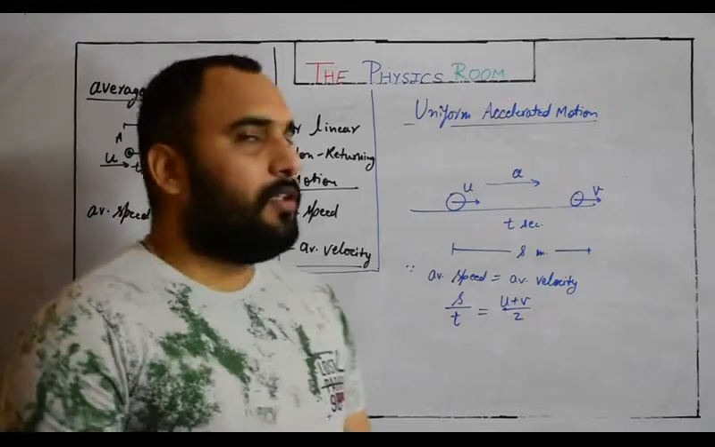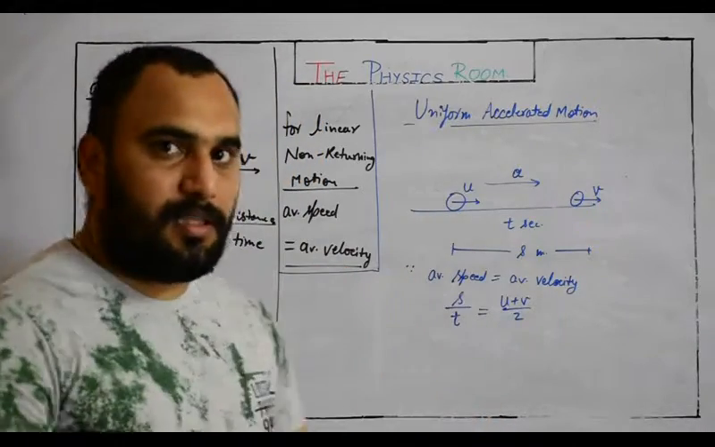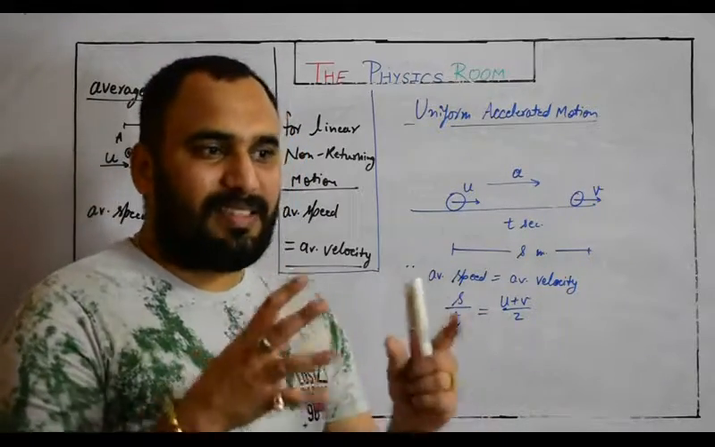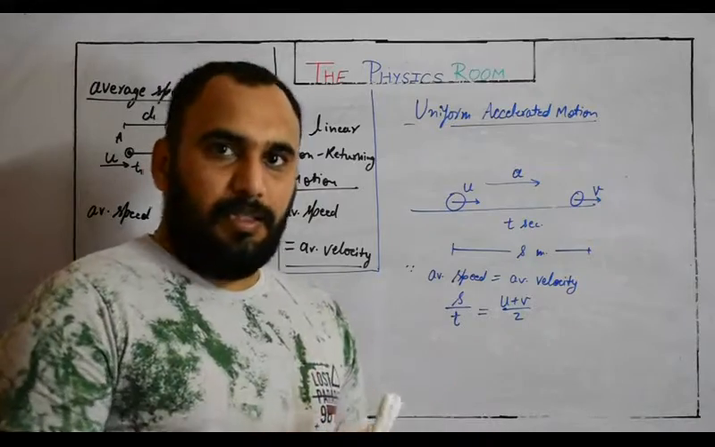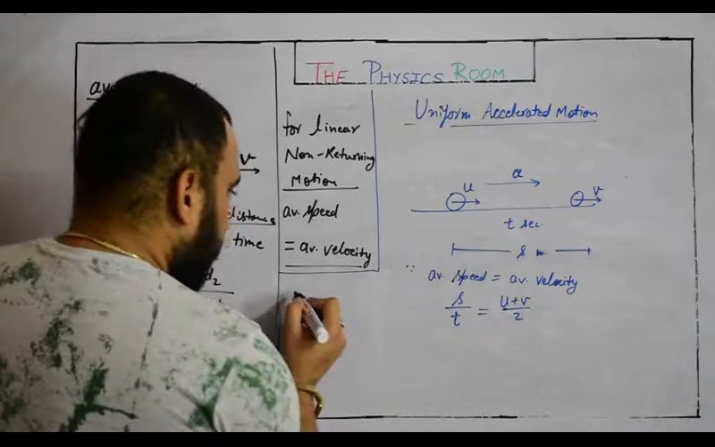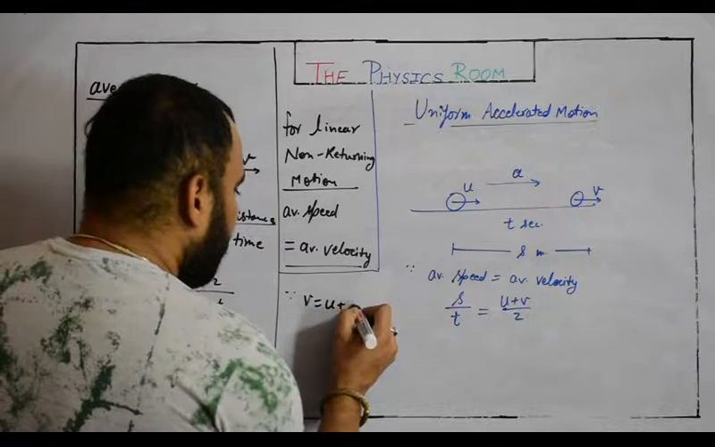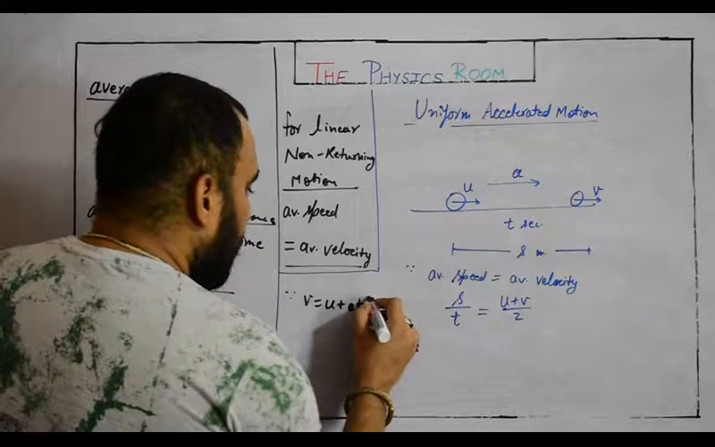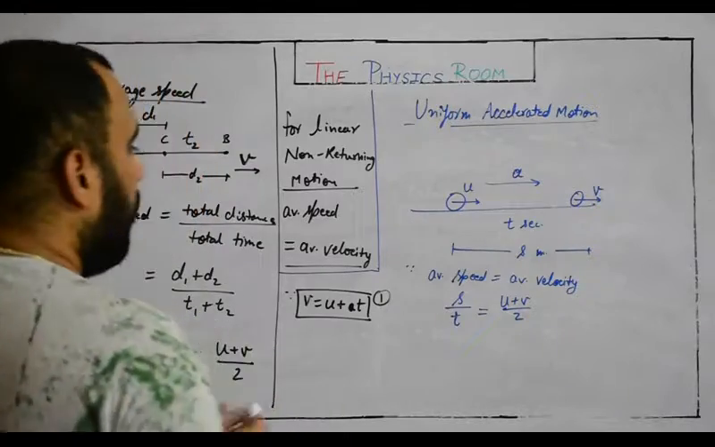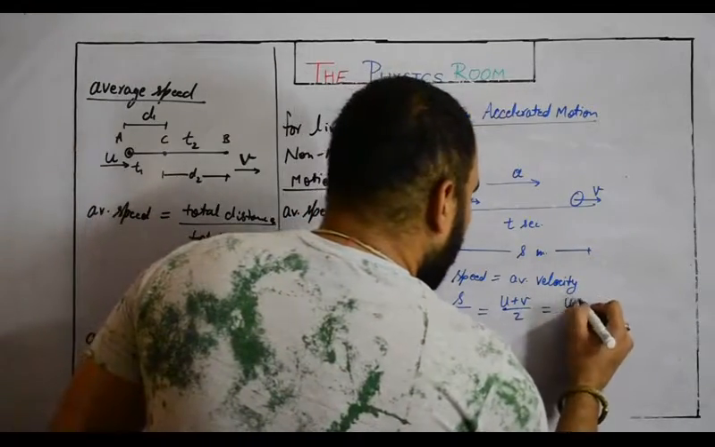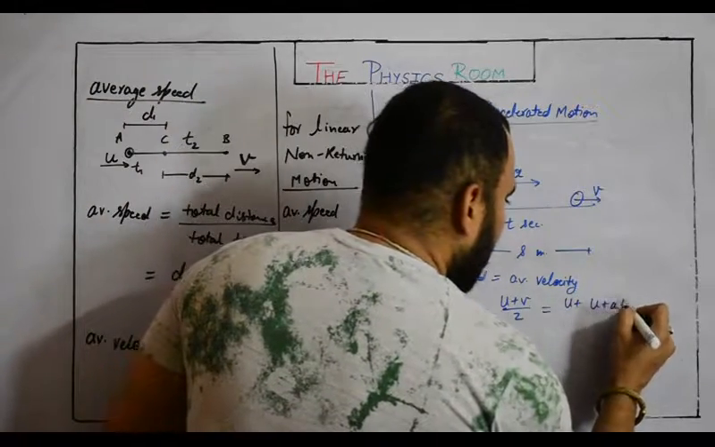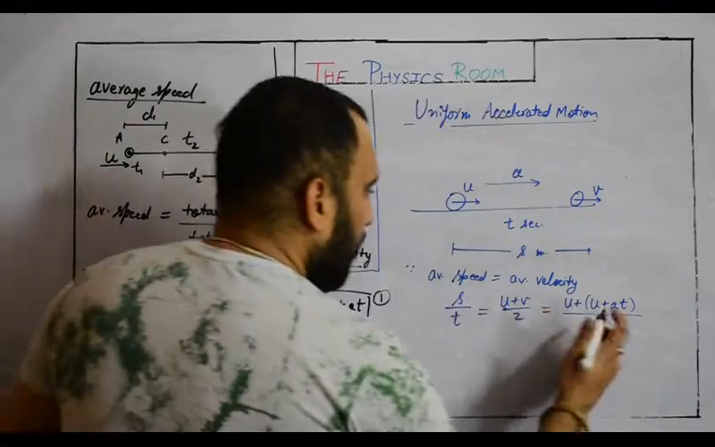But if you focus on the second equation of motion, as I have discussed already, it is not dependent on final velocity. Means in the second equation of motion there is no v. So we are going to replace v with the help of the first equation of motion. We know that v equals u plus at. So instead of v we are going to write u plus at, upon 2.